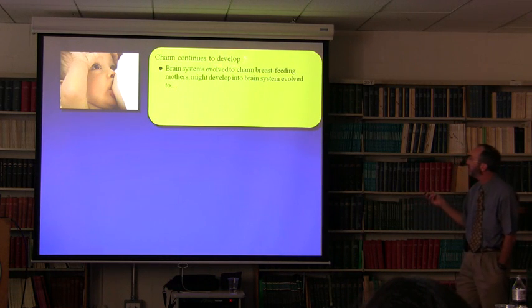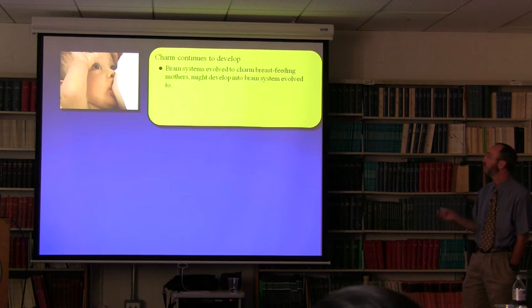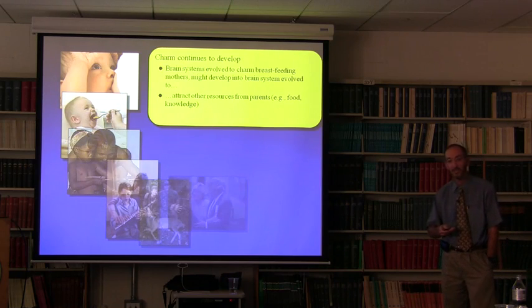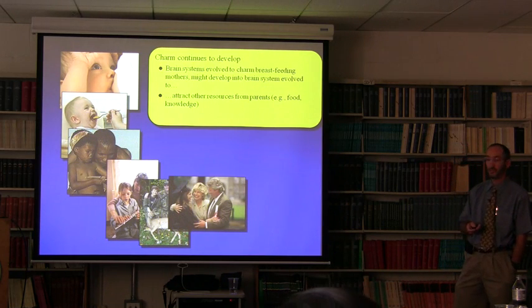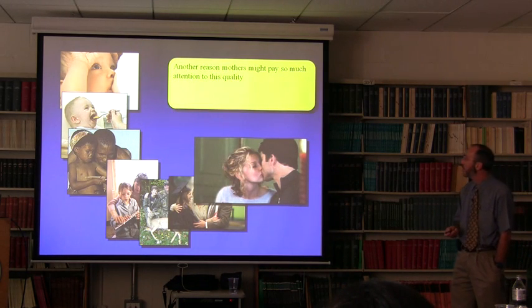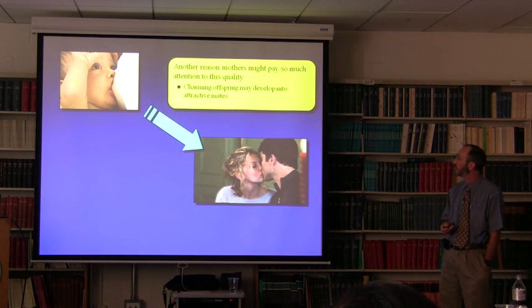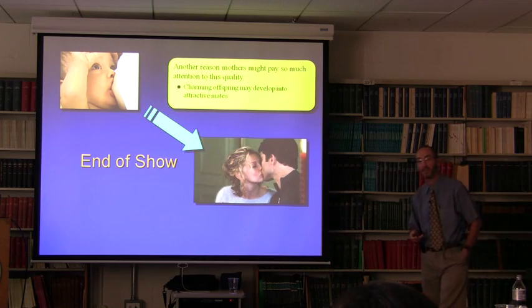But charm continues to develop. It's likely that the brain systems that evolved to charm breastfeeding mothers might develop into brain systems evolved to attract other resources from parents, such as food and knowledge, and to charm potential mates. So another reason mothers might pay attention to this quality is that charming offspring may develop into attractive mates. Thank you very much. I'll stop there.